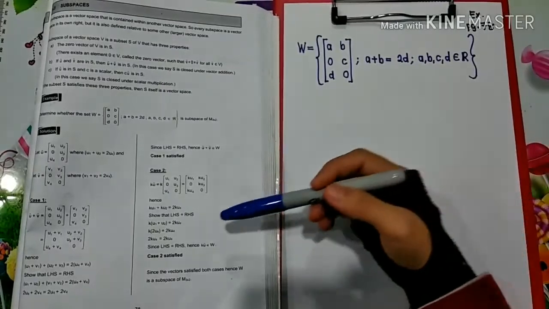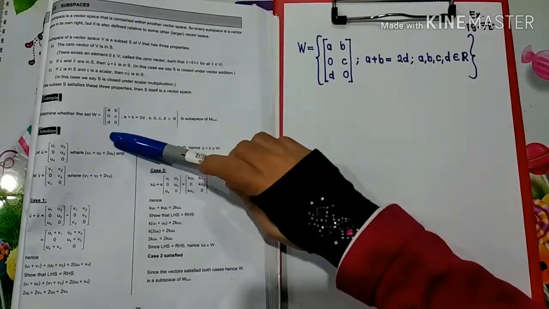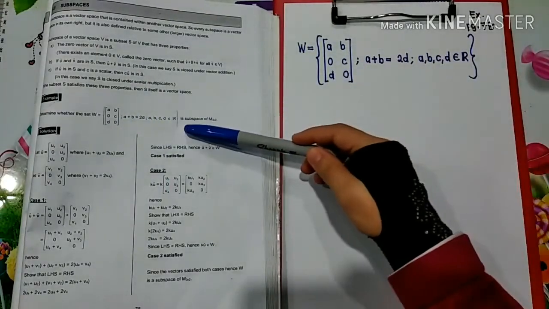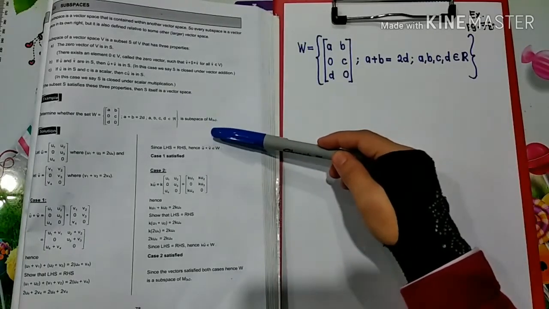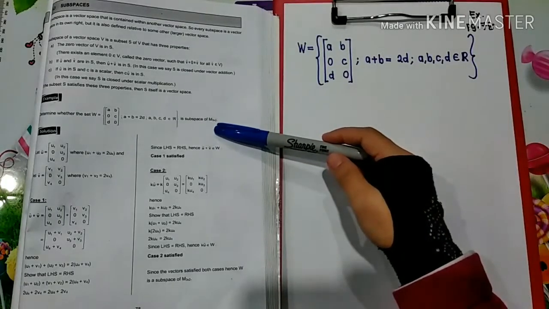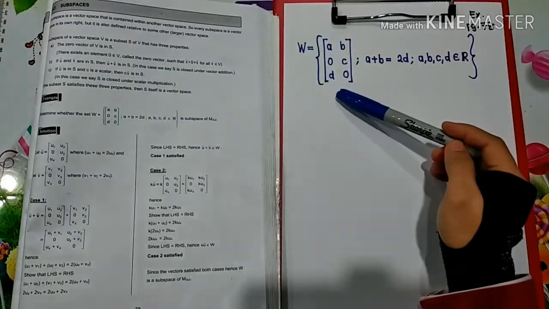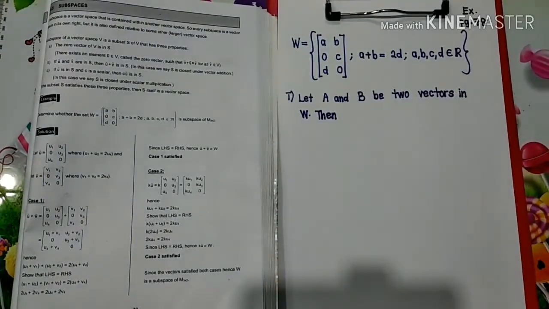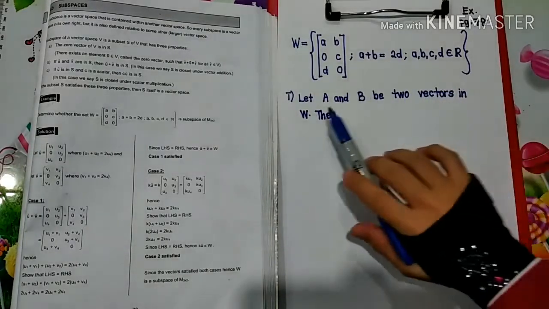Let's try to solve the example on page number 78. Determine whether the set W, which is given here, is a subspace of matrix 3 by 2. So our vector space here is matrix 3 by 2, and we need to show whether W is a subspace of it. So what do we need to do? First, we let two vectors, say A and B, in W.